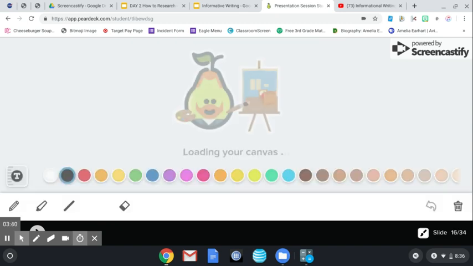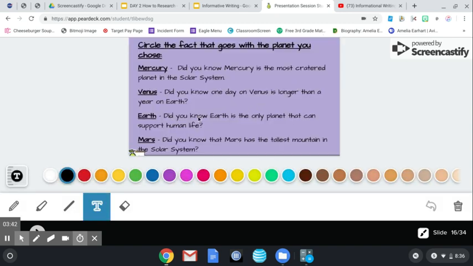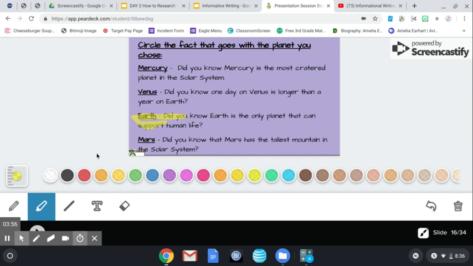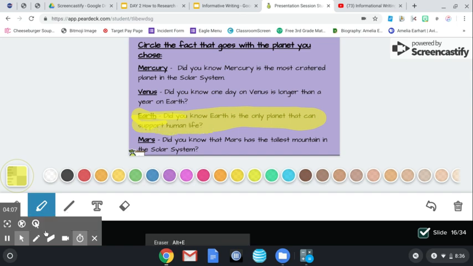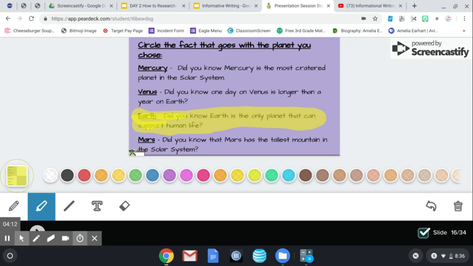So I'm going to go back to where it says Earth, and it's going to give me an interesting fact. And it says, did you know Earth is the only planet that can support human life? So following the instructions, I'm going to go ahead and circle, or highlight, the sentence that goes with Earth. So now I'm going to go to the following slide to see what I need to do next.